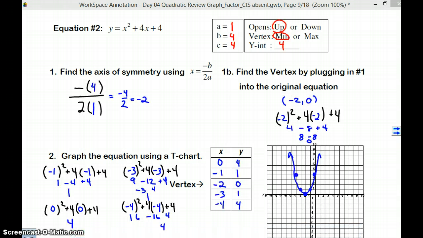All right, take a look at these answers. Make sure that you got the a, b, and c right. That opens up, min, y-intercept is 4. Down here, we make sure that our y-intercept is 4 and that it is a min. Axis of symmetry is negative 2. Vertex is negative 2, 0. There's just one root. Here are my coordinates. Let's go on to the next page.